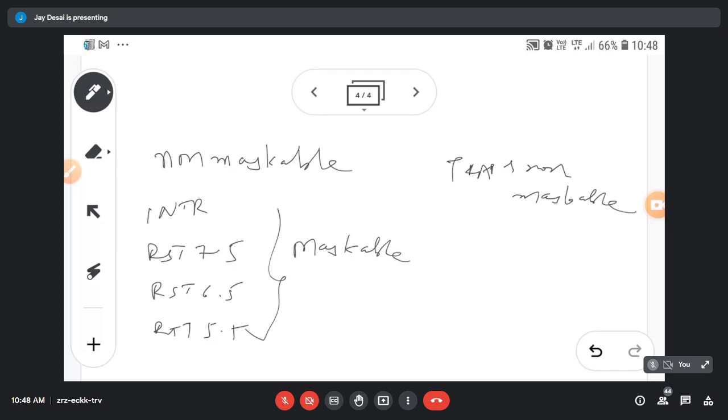So what is the conclusion? If you want that your interrupt is being serviced by the processor, then your interrupt must be in non-maskable condition. So you can mask this many interrupts.